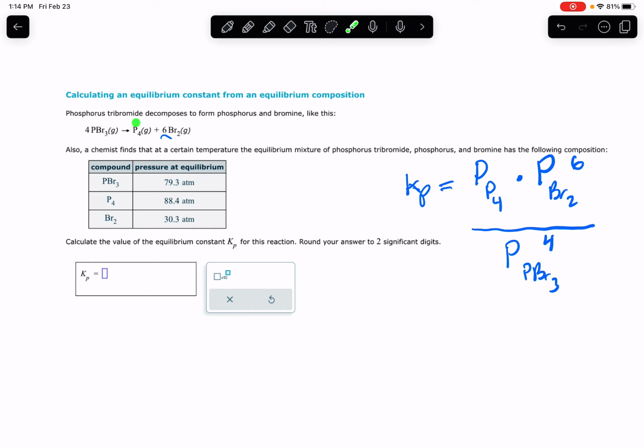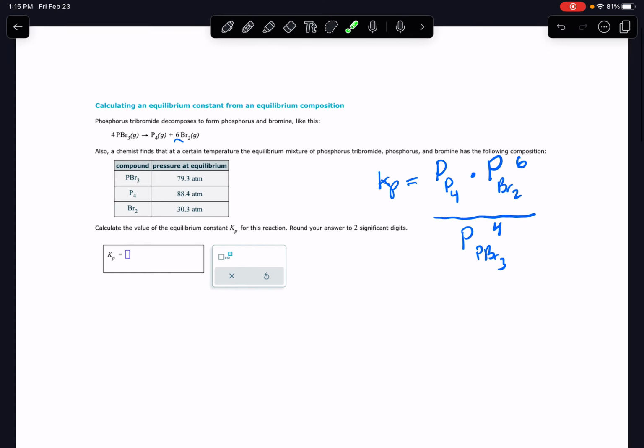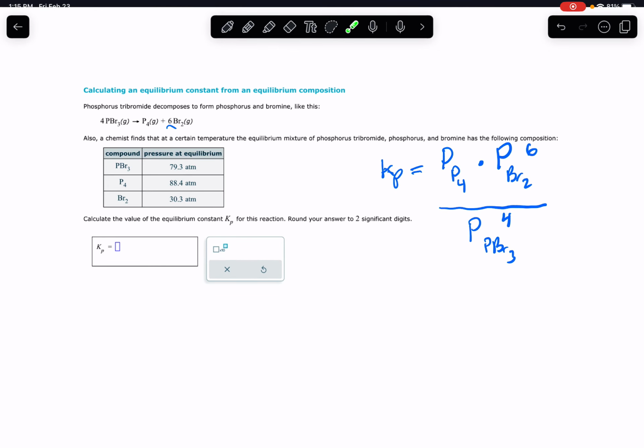And again, I want to remind you that what we did is we took the coefficient there, we took the coefficient here and put it here, and then we put the coefficient here and we wrote it here. That's only because all of these are gases. If one of them was a liquid or a solid, they would not make it into our equation. So since we have this equation already, it's just a matter of plugging in the numbers that we're given over here in the table.